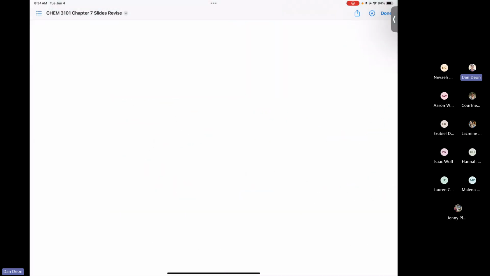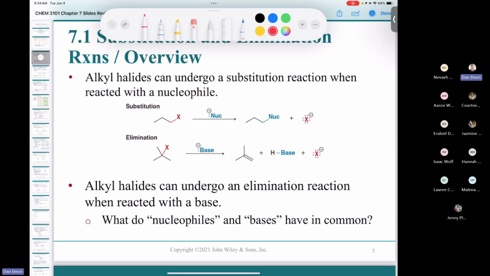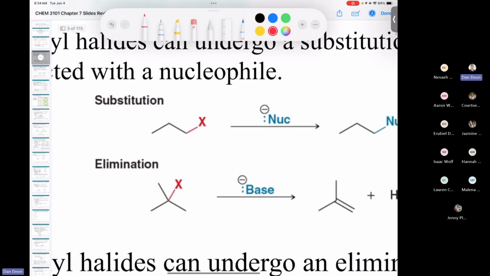Let's unpack this substitution, okay? So right here, let's unpack this just for a second. Come on, Apple Pencil, do your thing. There we go. All right, so if we take a look at this molecule right here, remember, X represents a halogen. And you know the halogens are more electronegative than carbon. And so therefore, that means there's going to be a dipole going this way, like that.